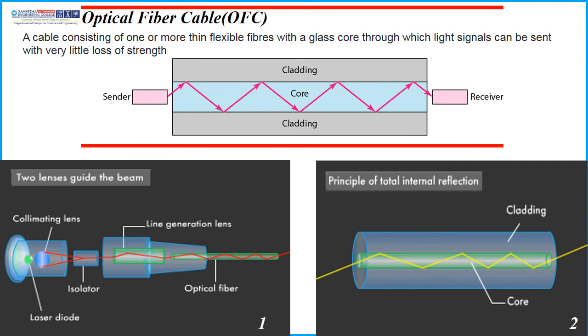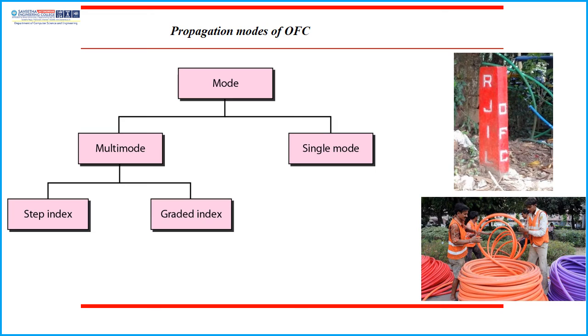The laser light will be traveling over the fiber optic cable, that is, the inner core of the fiber optic cable, following the principles of reflection and refraction. We can normally witness posts holding the name OFC on the roadsides, which is nothing but the fiber optic cable buried under the ground, used for telephone communications as well as data communications.